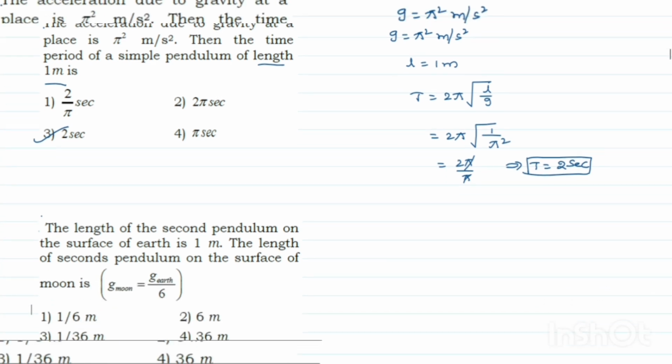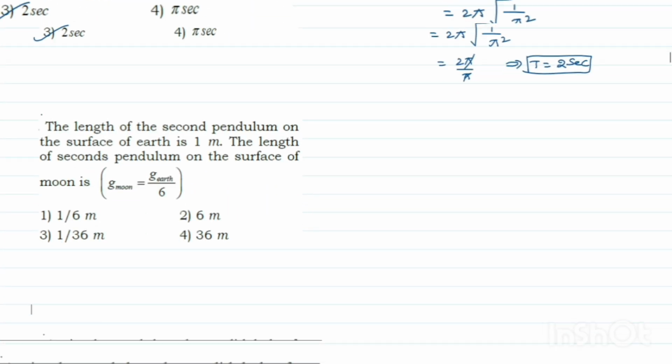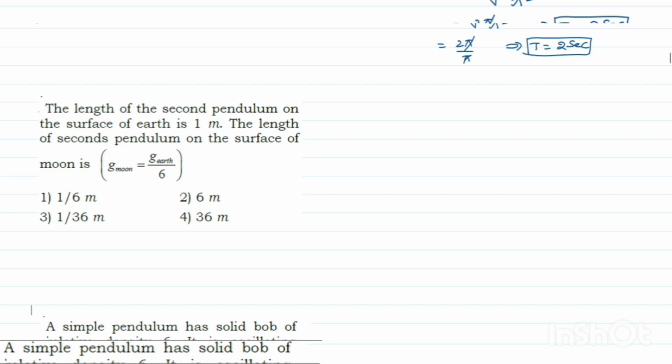Let us see the next question. The length of the second pendulum on the surface of the earth is given as 1 meter. The length of the second pendulum on the surface of the moon, they are asking. And g on the moon is given as g on the earth's surface divided by 6. Now here you can take the time period of the simple pendulum formula as T equals 2π root over L by g. Here g is going to be changing. The length of the second pendulum on the surface of the moon, they are asking.